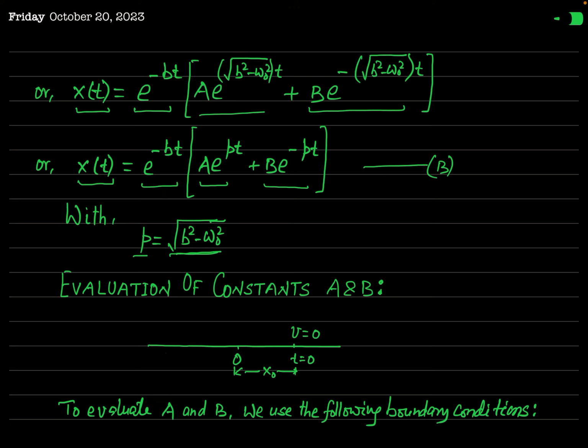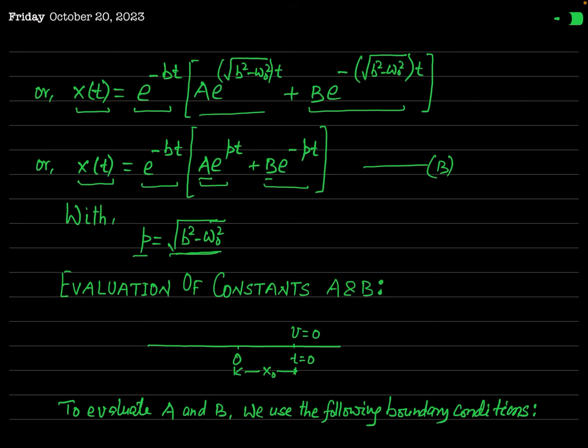Here in our equation, there are two arbitrary constants, a and b. For evaluating the two arbitrary constants, we need at least two boundary conditions. So considering the two boundary conditions, we can evaluate the values of constants a and b. Let us consider the two boundary conditions.